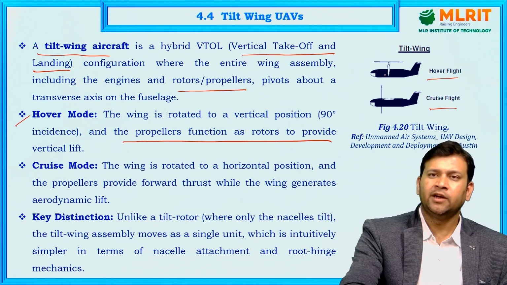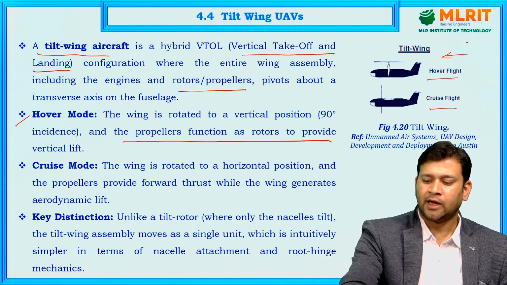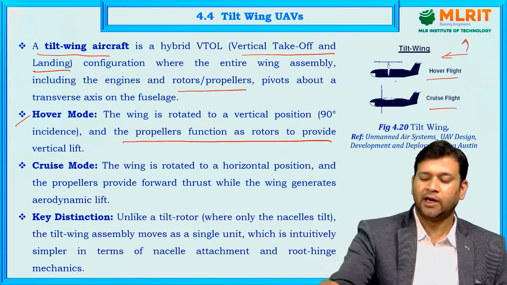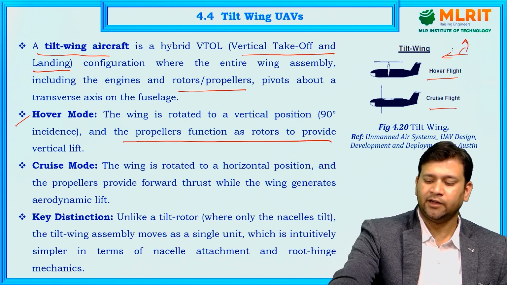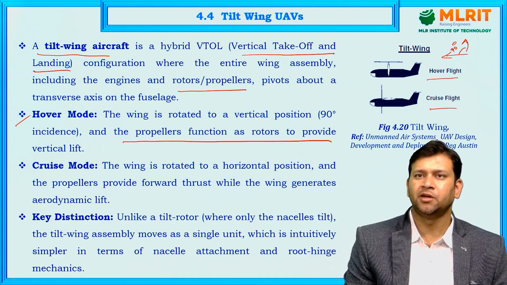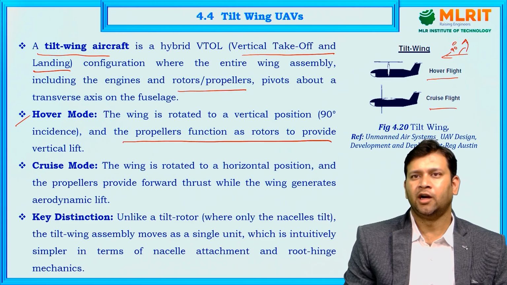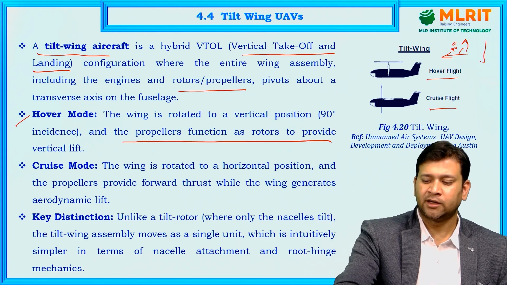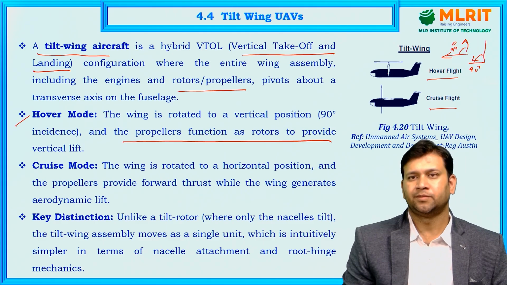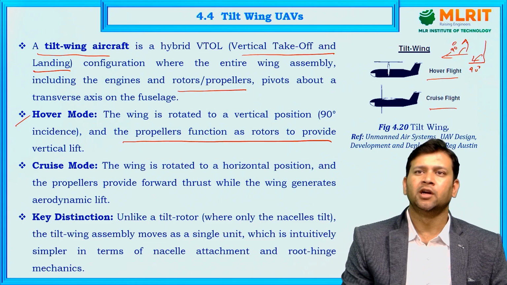Here the complete wing is moved from this horizontal axis. This wing was horizontal earlier, and for vertical takeoff and landing it has moved 90 degrees. Complete wing, not just the rotors, the complete wing configuration has been moved 90 degrees. Once it attains the altitude, this complete wing moves back for the forward flight. And then these rotors will act like a propeller, like what we have seen in the tilt rotor mechanism.